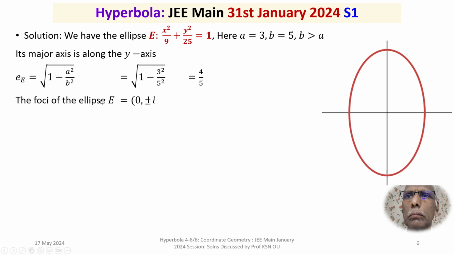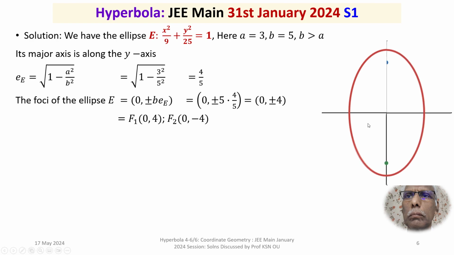Agreed. So the foci of the ellipse E will be, by formula, because b greater than a, 0 comma plus or minus b times the eccentricity of the ellipse. That is equal to 0 comma plus or minus 5 multiplied by 4 by 5, which is 0 comma plus or minus 4. That means one focus, we call it F1, is 0 comma 4. The other focus, F2, is 0 comma minus 4. Let's look at the diagram. This is your focus F1, 0, 4. This is the second focus F2, 0 comma minus 4.